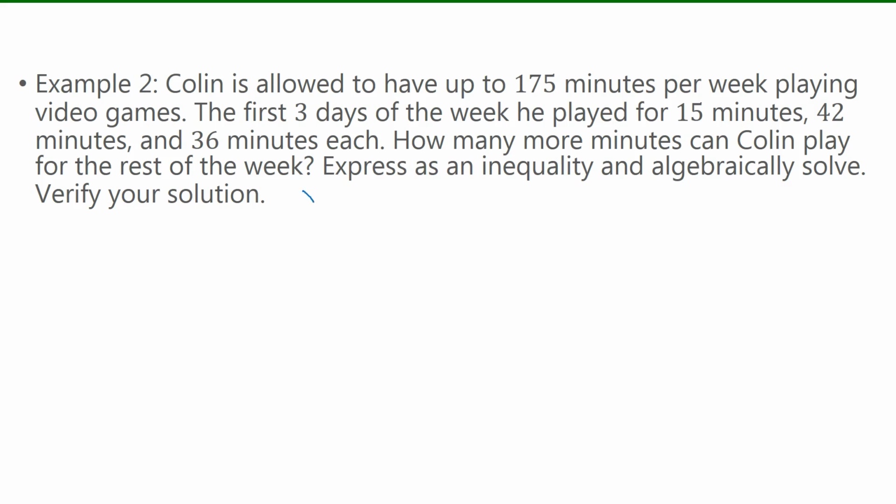So here I'm going to let X be the number of unused minutes. So how many minutes he has left to play for the rest of the week. So now the total number of minutes he hasn't used yet, plus the 15 minutes and the 42 minutes and the 36 minutes that he played for the first 3 days, that has to be less than 175. Now adding together 15, 42, and 36, I get 93.